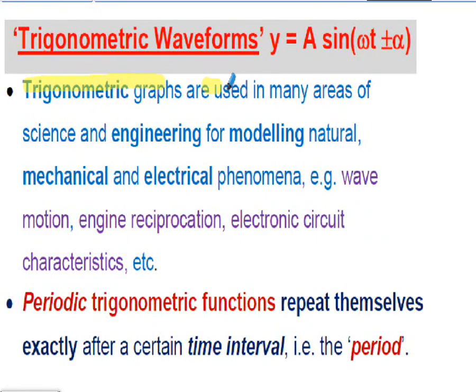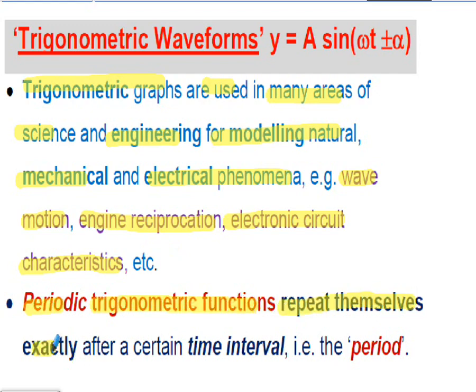Trigonometric graphs are used in many areas of science and engineering for modelling natural, mechanical and electrical phenomena such as wave motion, engine reciprocation, electronic circuit characteristics, etc. Periodic trigonometric functions repeat themselves exactly after a certain time interval, and that's called the period.